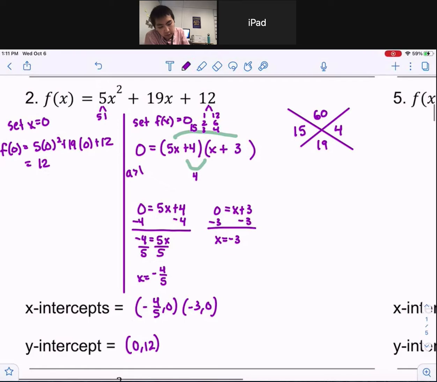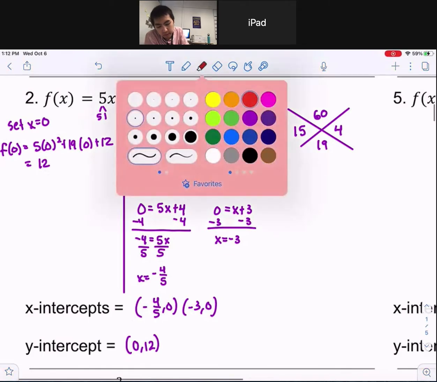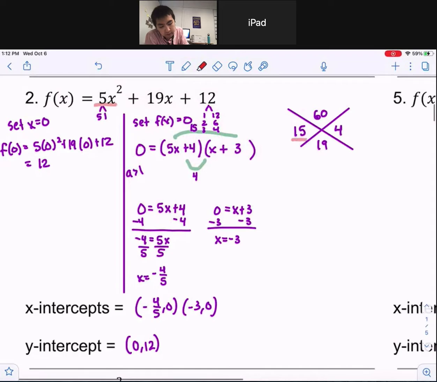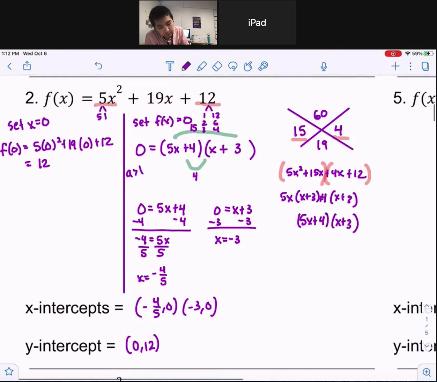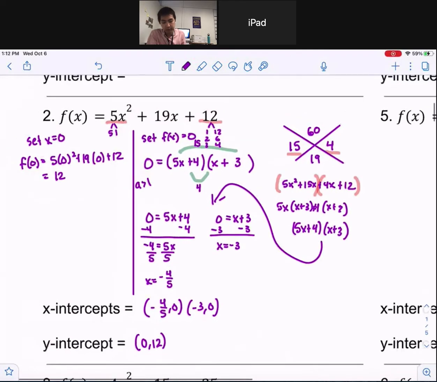So then you do your grouping. If you recall, you have to use this one, this, and this as your grouping. So 5x squared plus 15x plus 4x plus 12. Group. Factor out 5x to get x plus 3. Factor out 4 to get x plus 3. And that's how you get 5x plus 4 and then x plus 3. And then from here, you would just do that step, right? To find your x-intercept, sorry.